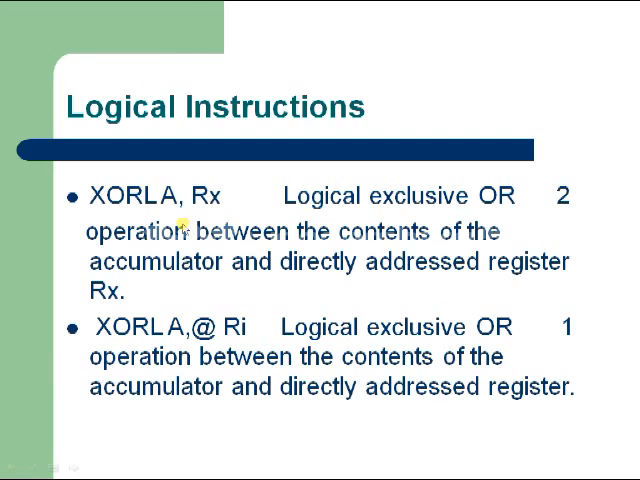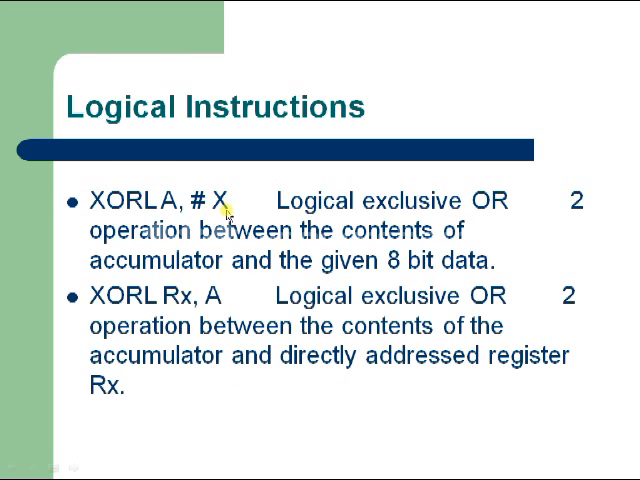So it is again the same thing, that is, the directly addressed register is XORed with A, and the result is again stored inside A. And here the value at the address will be XORed with the A register, and the result is again stored inside the accumulator register.